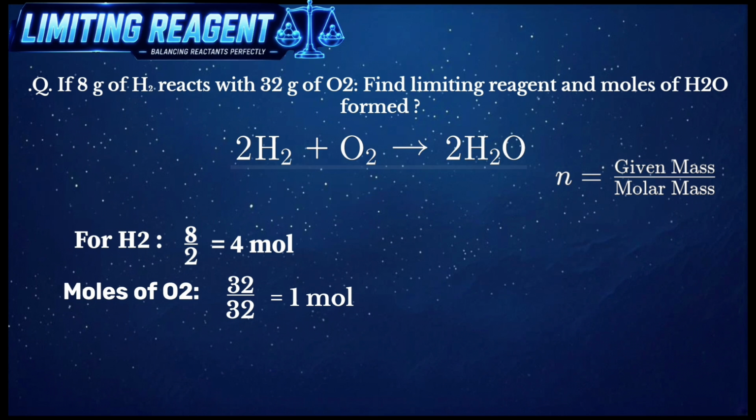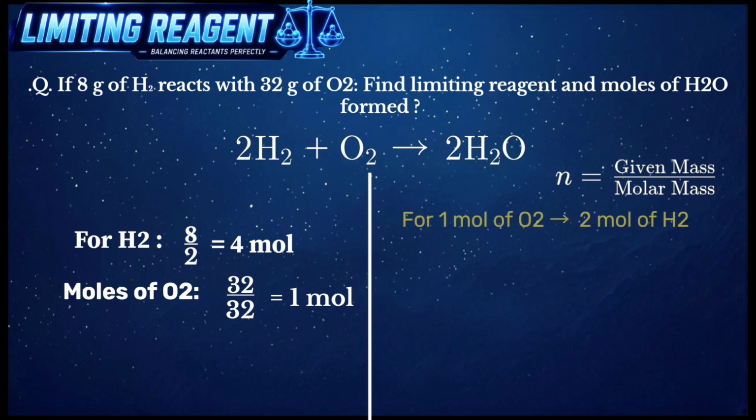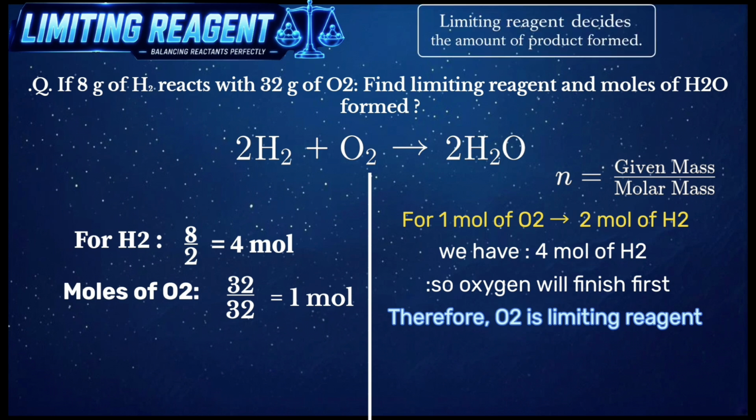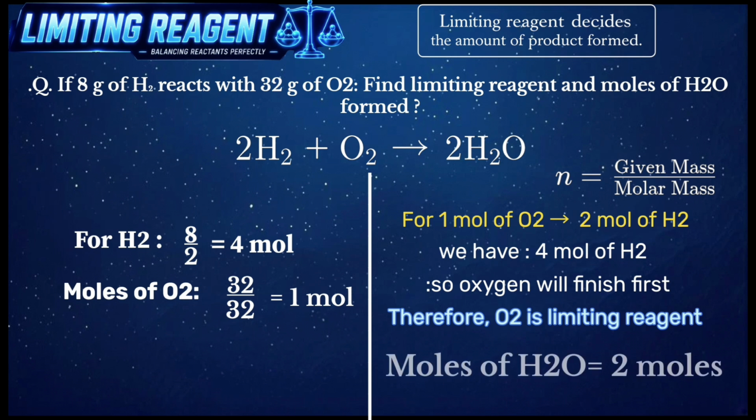Find the limiting reagent from the equation. For 1 mole of oxygen, we need 2 moles of hydrogen. But we have 4 moles of hydrogen, extra available, so oxygen will finish first. Therefore, O2 is the limiting reagent. As we know, the limiting reagent decides the amount of product formed. From the equation, 1 mole of O2 produces 2 moles of H2O. So, moles of water formed equals 2 moles.